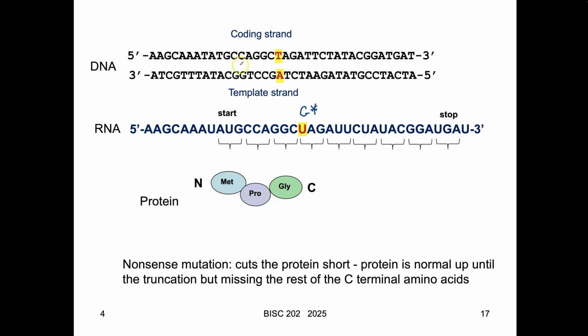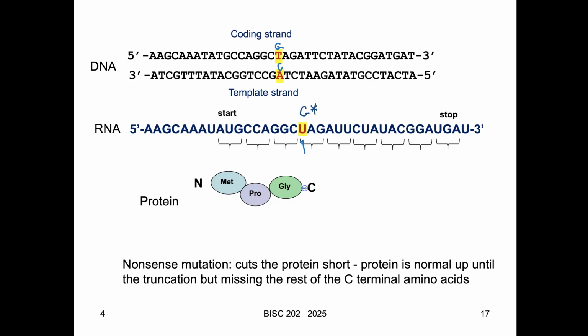Okay, so this is the example. And this is, again, our coding strand and template strand. The change is here. So instead of a GC pair here, there's a TA pair. And what that means is the GAG, which should have encoded glutamate, is now a UAG, which is a stop codon, right?